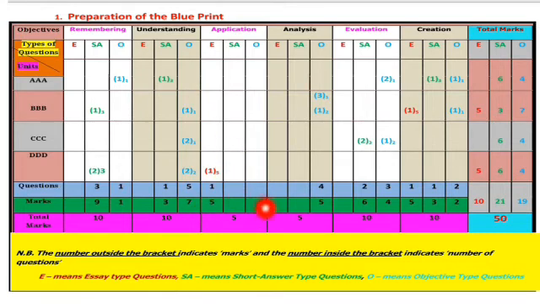Alright, so application there is none. Analysis, yes, there is. 1 question, 2 marks means what? 1 question, 2 marks. 3 questions, 1 mark. So 1 question, 2 marks. 2. Alright, 3 1s are 3. So 2, 4, 5, 6. No, it should be 5, sorry.